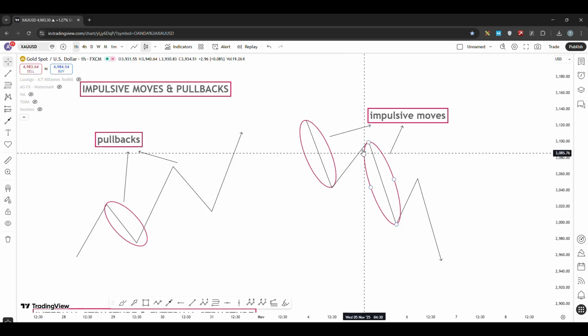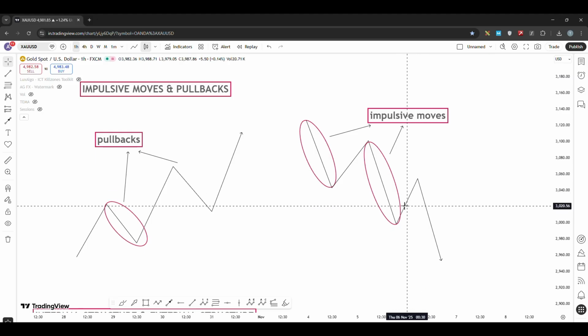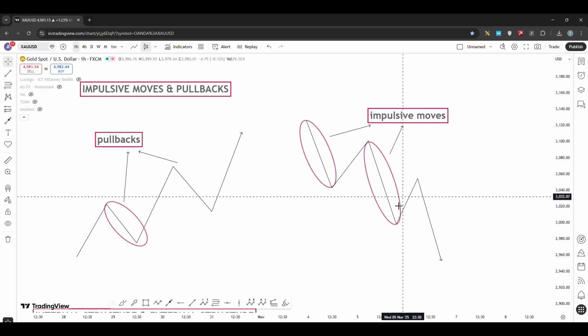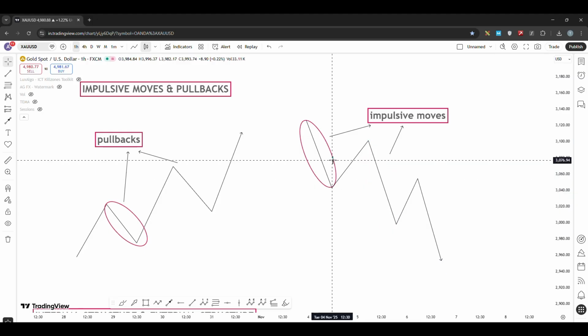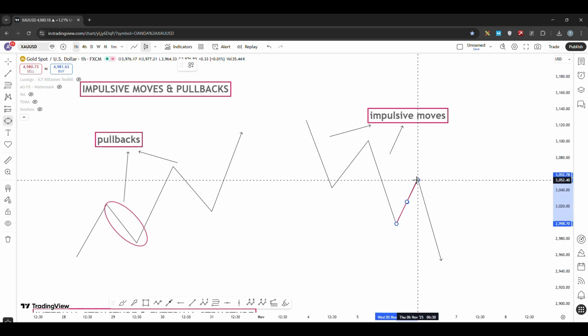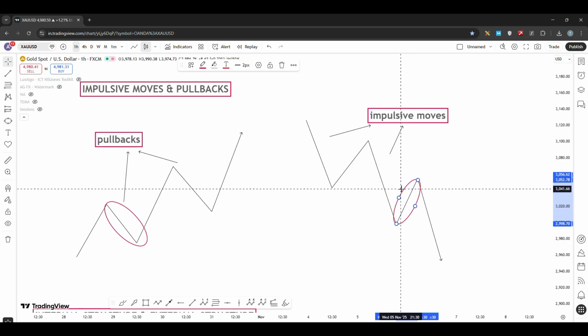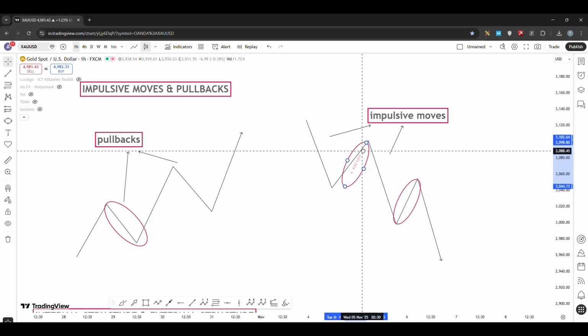And the same thing will be for pullbacks. Pullbacks will be the movement that happens against the downtrend. That means the highs that the market creates. These will become pullbacks now. So now we can say that the pullbacks are happening on these moves to the upside. These will now become our pullbacks.